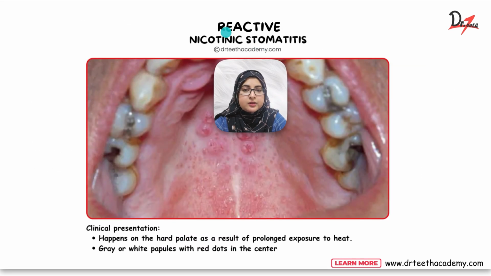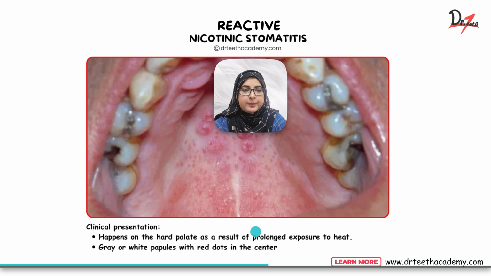Finally, coming to reactive, which is the right answer. Nicotinic stomatitis is a reactive lesion because it happens as a response to prolonged exposure to heat. It is a reactive process that happens because of prolonged exposure to heat. So D is the right answer.